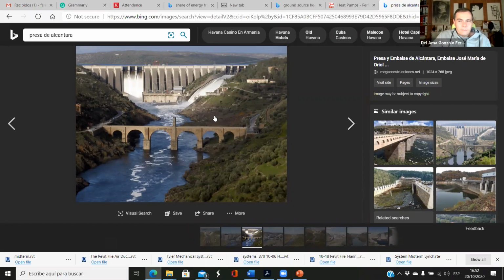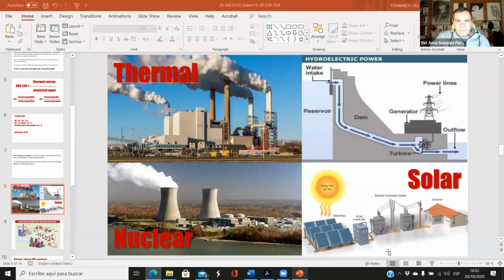Do we want this? Well, I don't know. It's an option. If it's there, we use it. But building these kinds of dams now is controversial as well. Anyway, hydroelectric power is a clean and renewable energy.